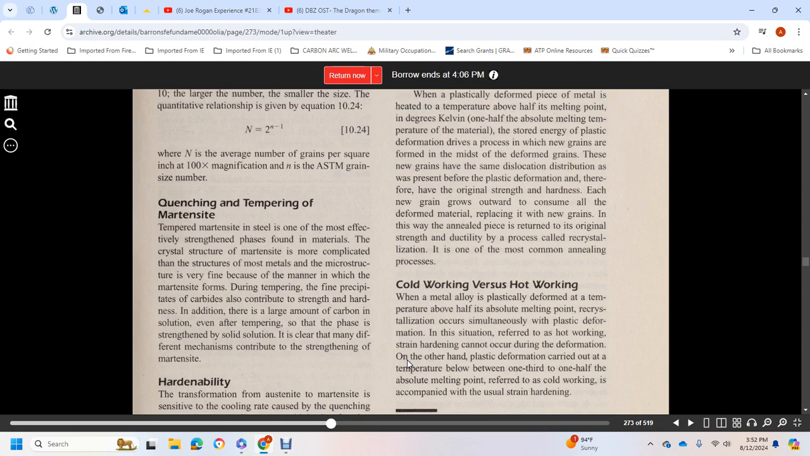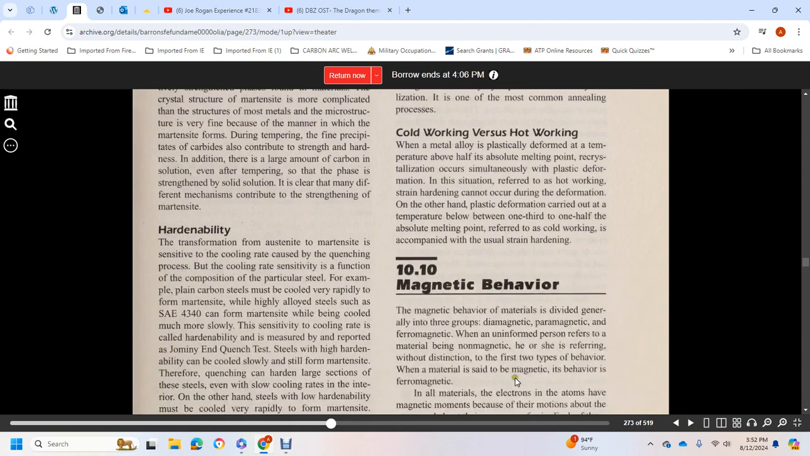Cold work versus hot work. When a metal alloy is plastically deformed at a temperature above half its absolute melting temperature, recrystallization occurs simultaneously with the plastic deformation, a situation referred to as hot working. Strain hardening cannot occur during this deformation. On the other hand, plastic deformation carried out at a temperature below 1/3 to 1/2 the absolute melting temperature is referred to as cold working and is accompanied by the usual strain hardening.